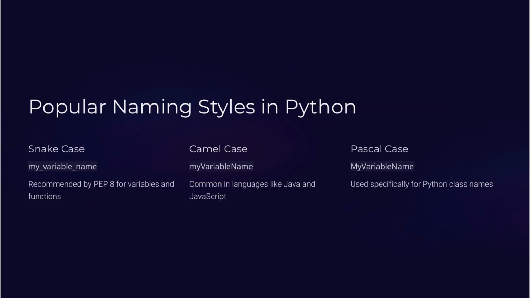Python naming styles enhance code readability. Snake case, like my_variable_name, is PEP 8's choice for variables and functions. Camel case, myVariableName, is prevalent in Java and JavaScript. Pascal case, MyVariableName, is reserved for Python class names, ensuring clarity and consistency in code structure.